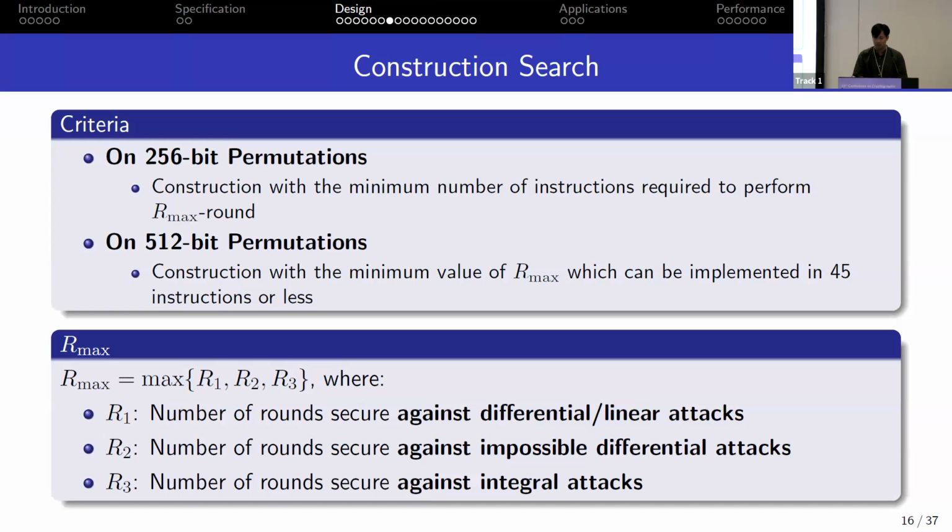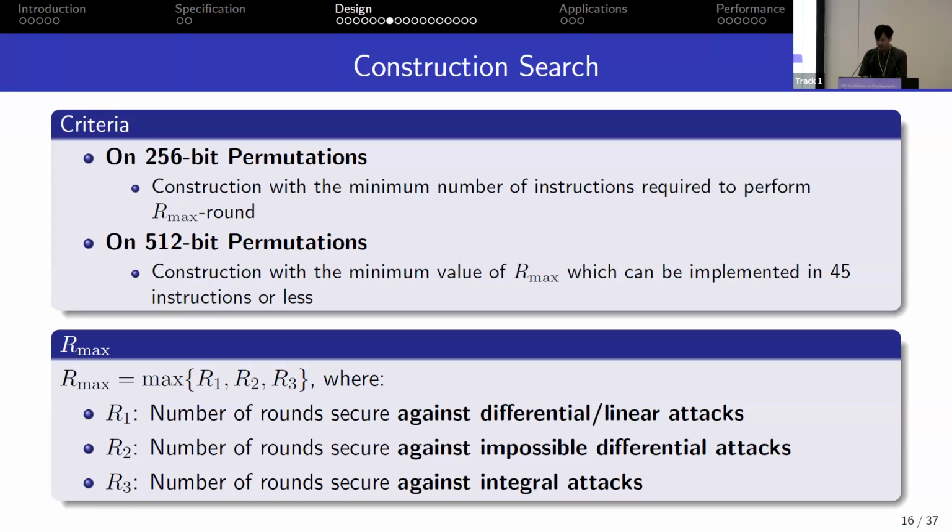Let's move on to construction search. For 256-bit permutations, we searched for a construction with the minimum number of instructions required to perform our Rmax rounds. And for 512-bit permutations, we searched for a construction with the minimum value of Rmax, which can be implemented in 45 instructions or less. Rmax is the maximum round among R1, R2, and R3.